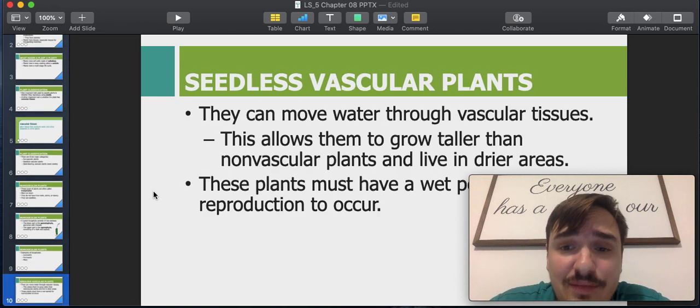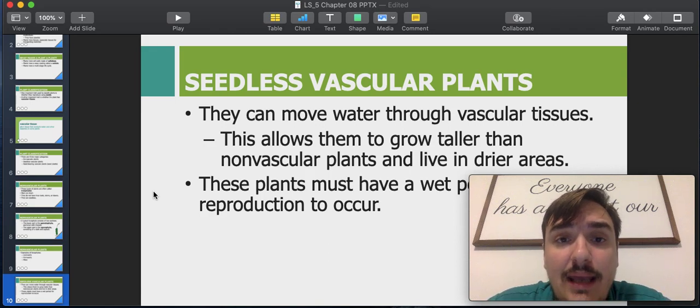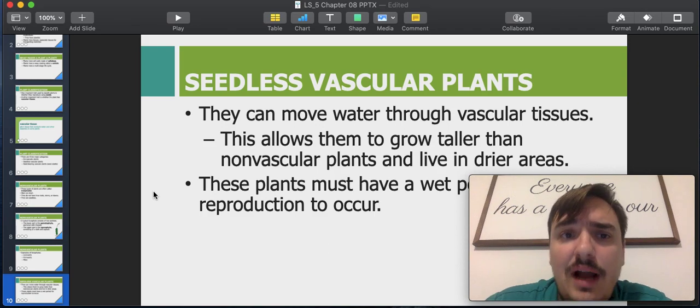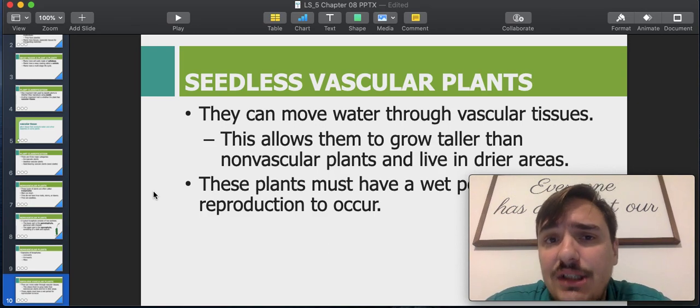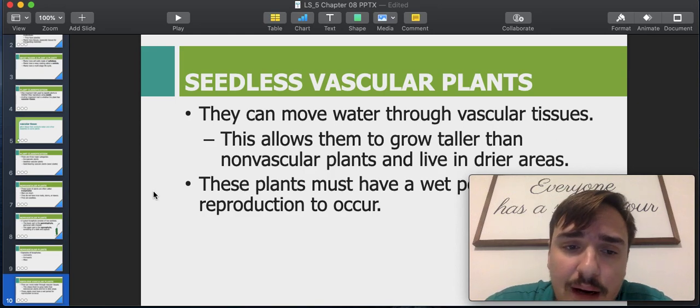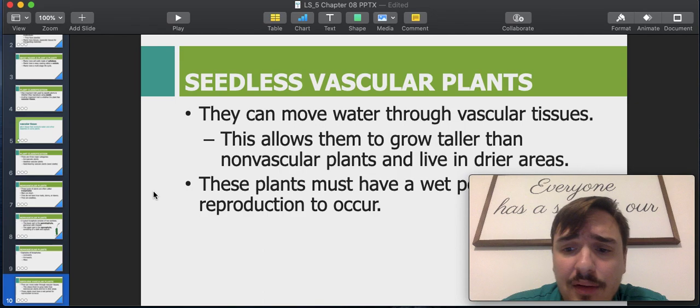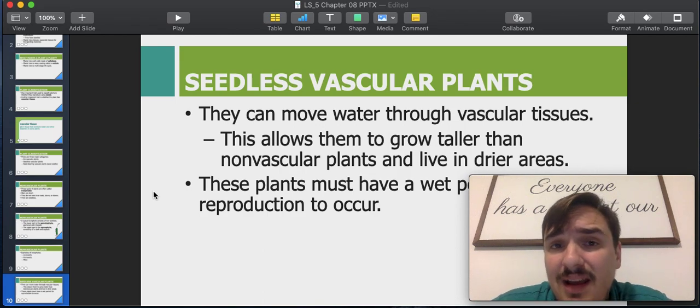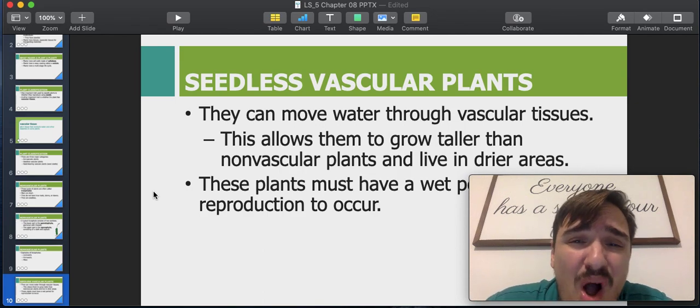Then you have seedless vascular plants. The most common example of a seedless vascular plant is going to be the fern. And they tend to grow a little bit larger because they do have vascular tissue, which allows them to transport the water and nutrients. So they can grow a little bit taller. All right. Now, just like bryophytes, these plants do rely on water.